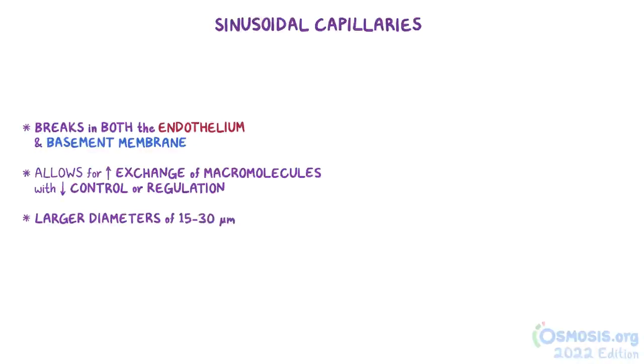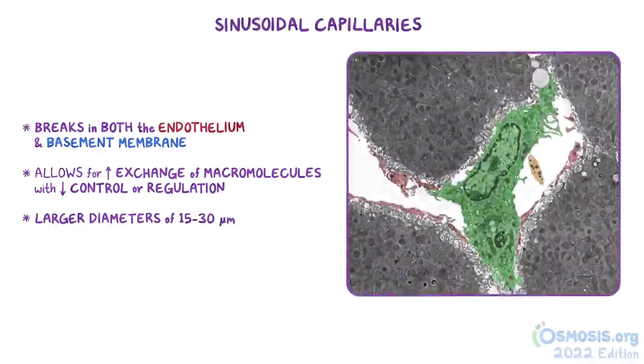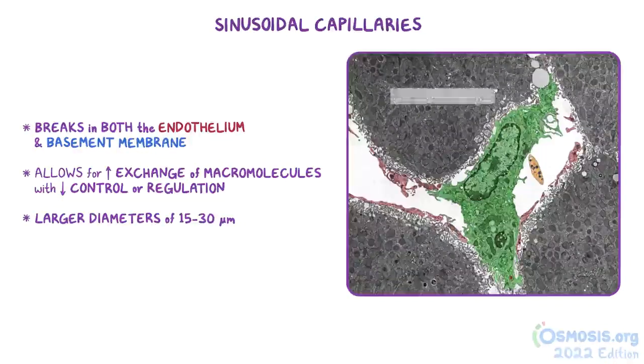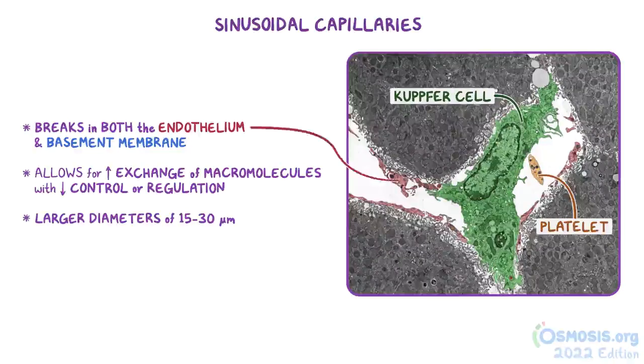They will also have a more irregular shaped lumen, like the one in this electron microscopic image of a sinusoidal capillary from the liver. The lumen is the mostly white area of the image, which also contains a large specialized macrophage called a Kupffer cell colored green, and a platelet that's been colored orange. The large breaks in the endothelium can be easily seen since the discontinuous endothelium has been colored red.